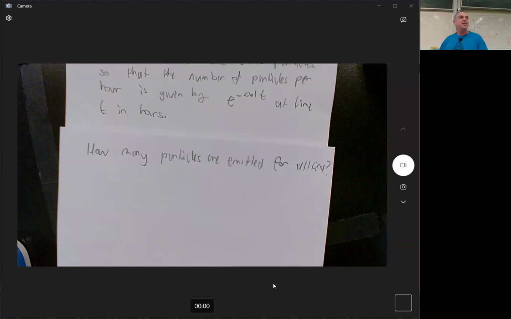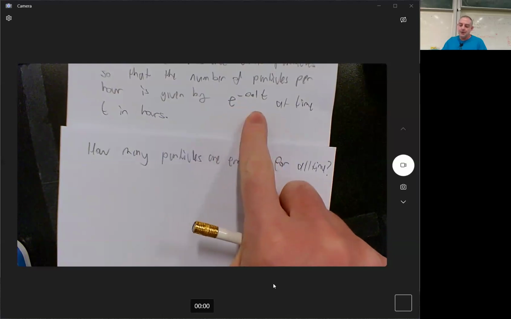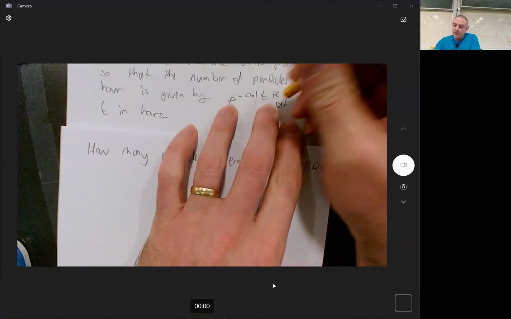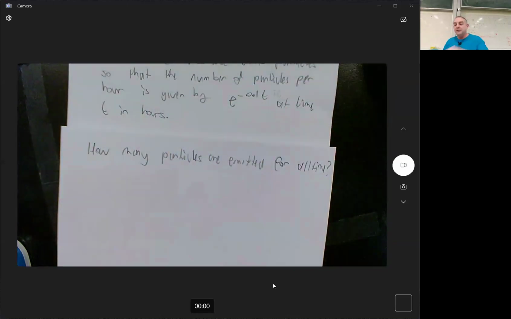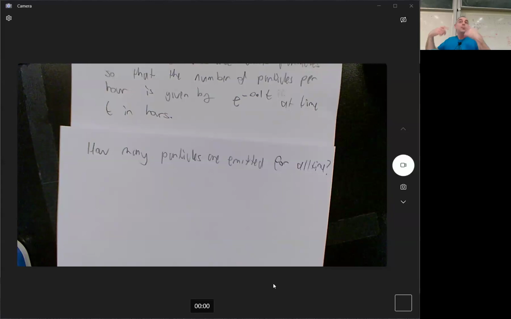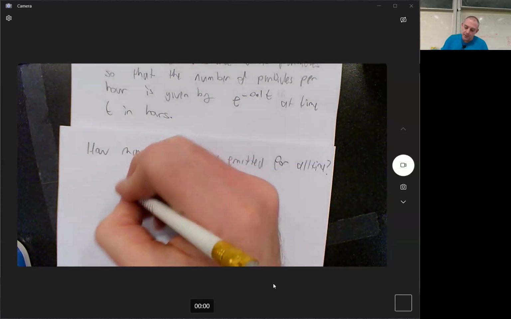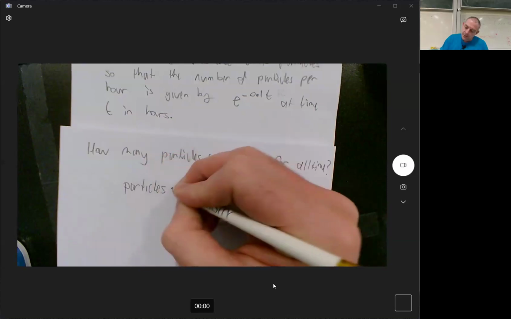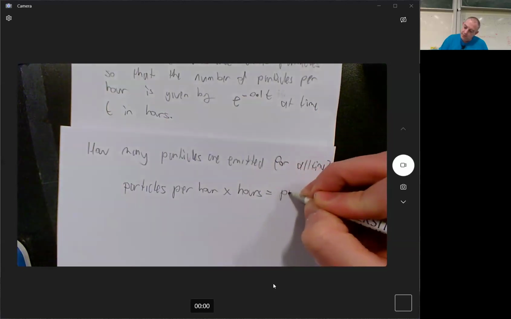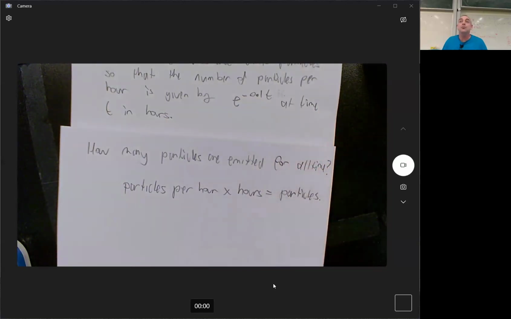So we watch this piece of radioactive material forever, and we count how many particles come out. That's great. This is per hour, I said it was per hour. So if there are this many particles per hour, and you multiply that by hours, it should give you the number of particles. Particles per hour times hours should be particles.